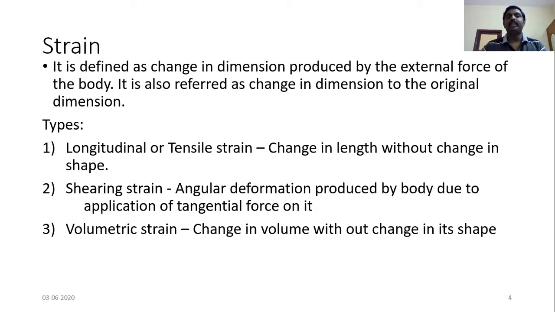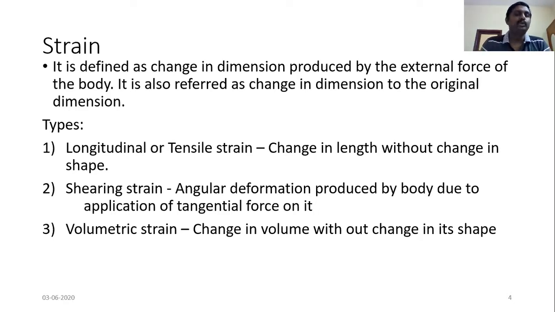That is, it is defined as the change in dimension produced by the external force applied over the body. It is also referred to as change in dimension to the original dimension. That is, it will be considered as a ratio between change in dimension to the original dimension. So there are three types of strains.